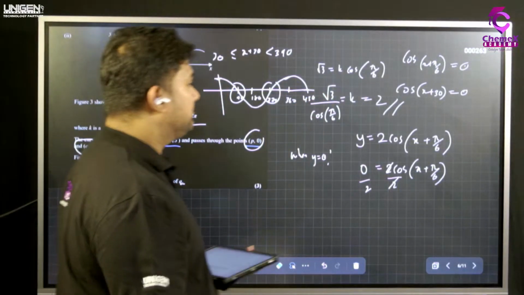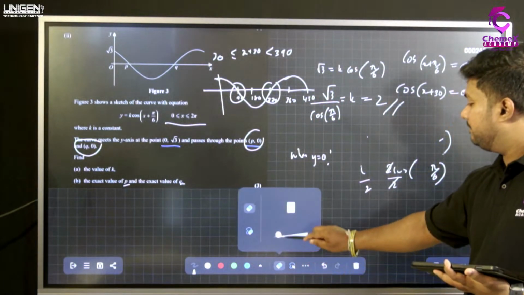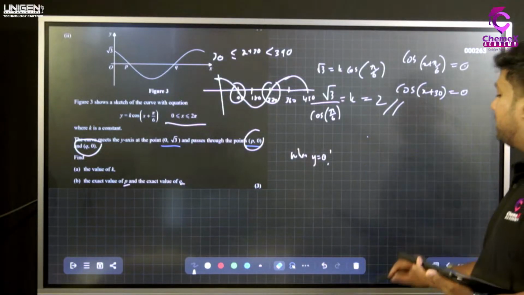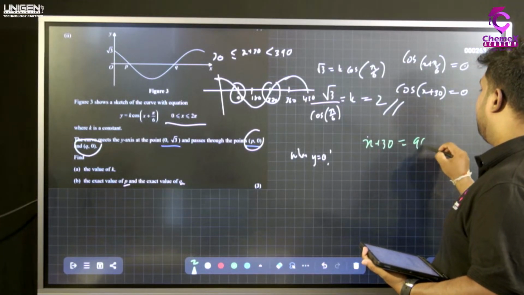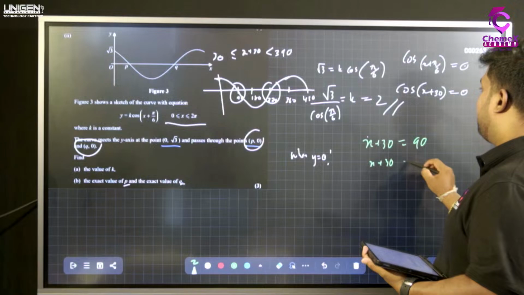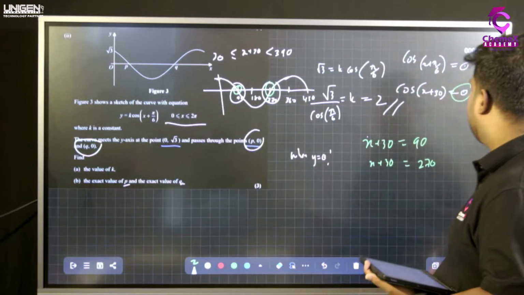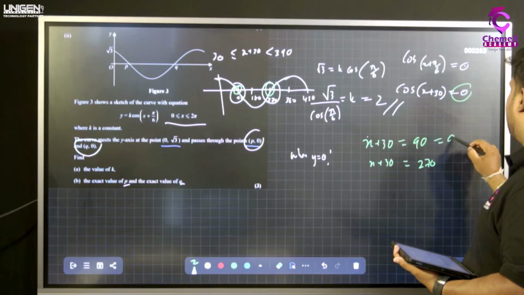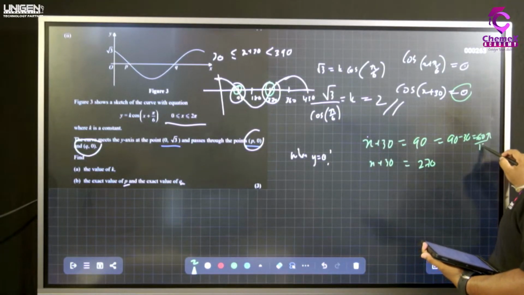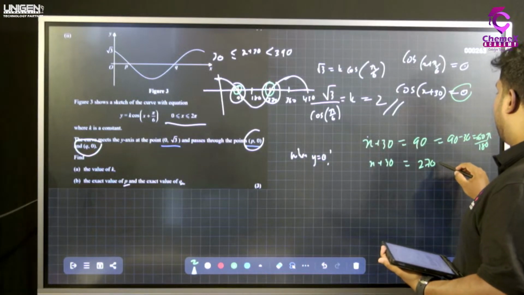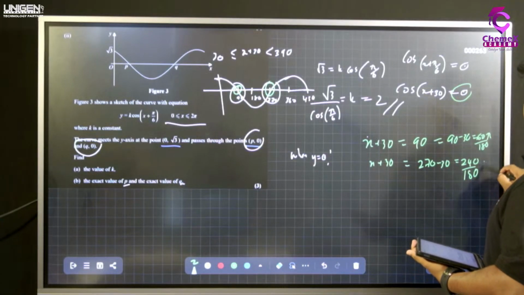What are the answers you can get in degrees? X plus 30 can be equal to 90, and the other one is x plus 30 equal to 270. 0 happens only at these two places. So then x equals 90 minus 30, which is 60, but you have to make it into radians, times pi divided by 180. 270 minus 30 is 240. Again you have to convert it to radians.